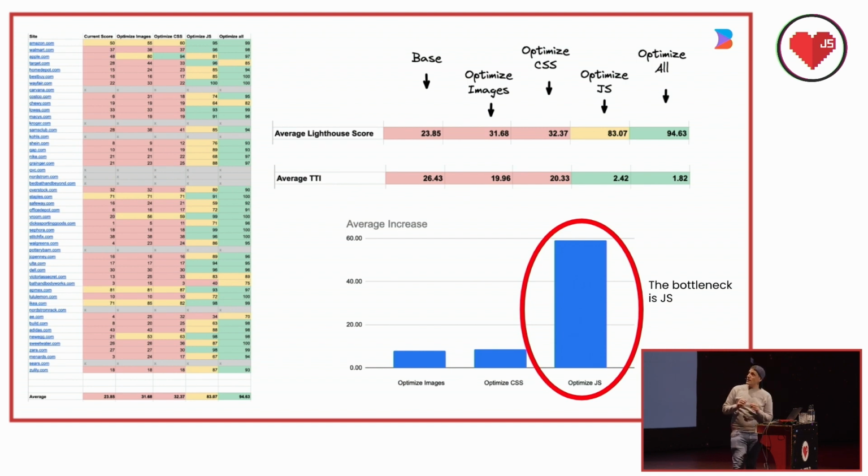With this tool, we ran it against the top 50 e-commerce websites. The font is a little bit small, but the first one is Amazon.com, which is quite good. The other one, maybe Walmart.com, is not good. We can analyze this data, and we can see that the bottleneck is in the JavaScript. So the problem may be the JavaScript.